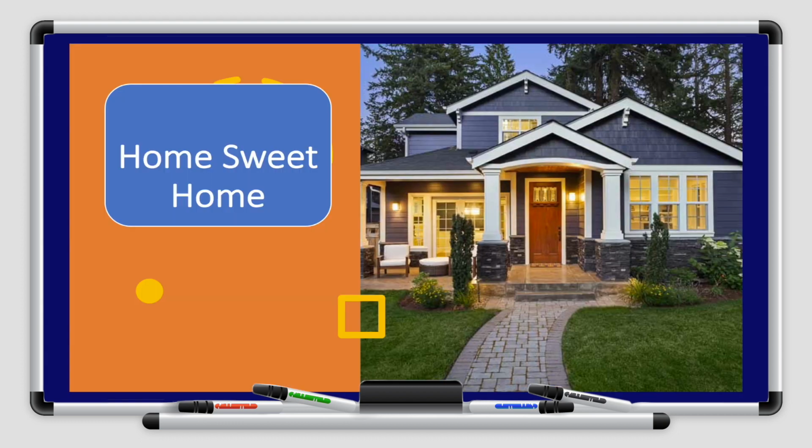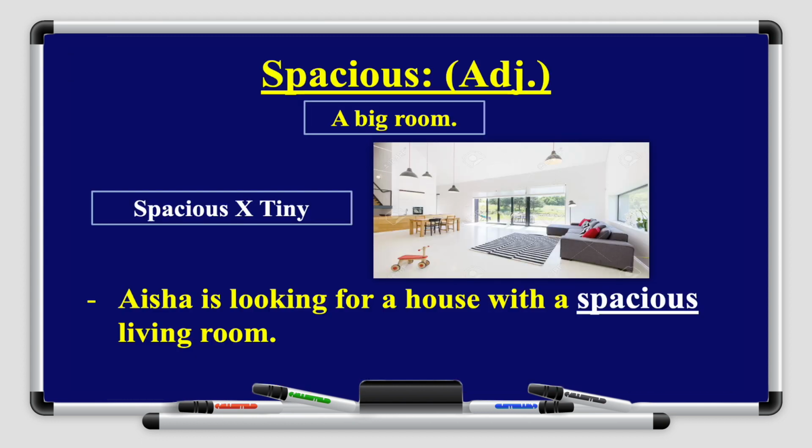Moving on to the next topic, and that is the topic of home sweet home. Now we're going to discuss the vocabulary words of the second topic, beginning with the word spacious. So repeat after me. Spacious. One more time. Spacious. Good job. So spacious here is an adjective. Excellent. Let's read the example. Aisha is looking for a house with a spacious living room. As you see in the picture, that's a spacious living room. So a big room. The opposite of the word spacious is tiny.